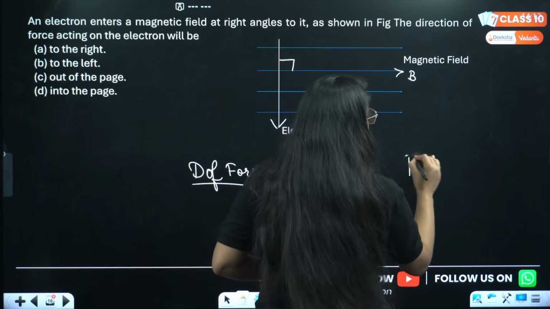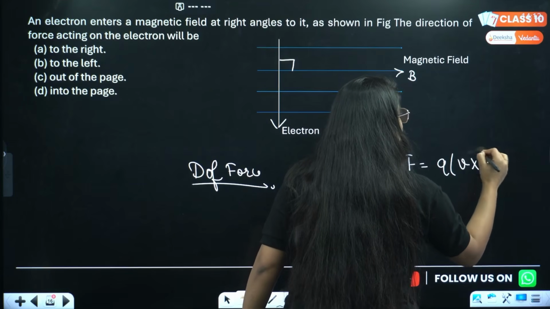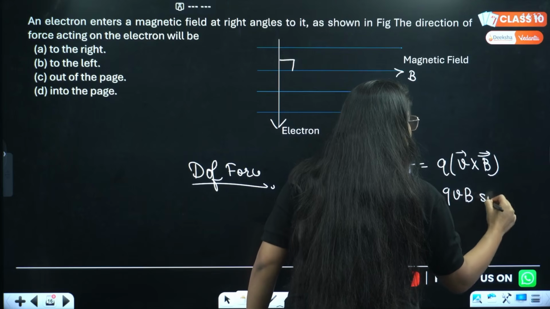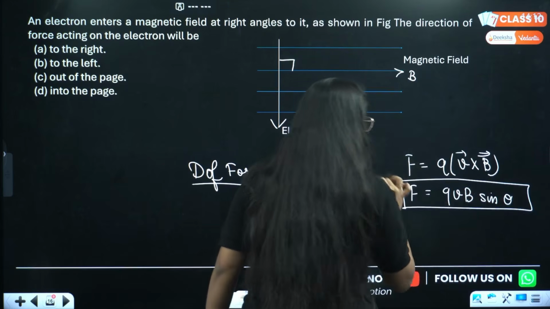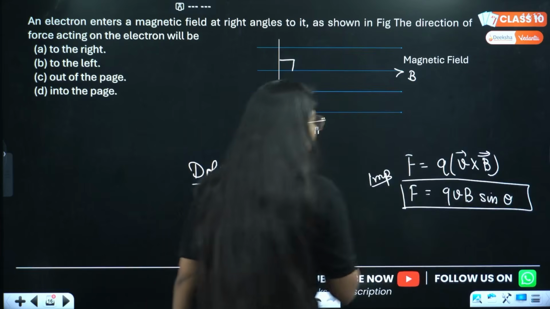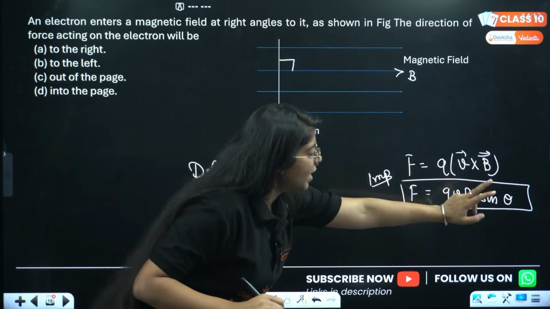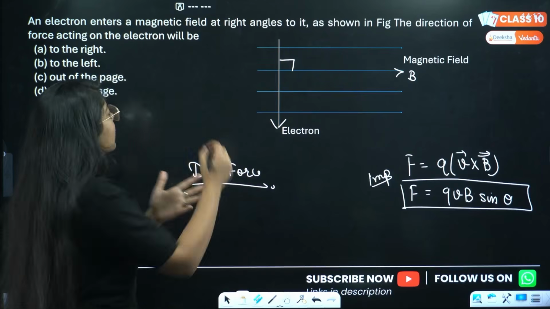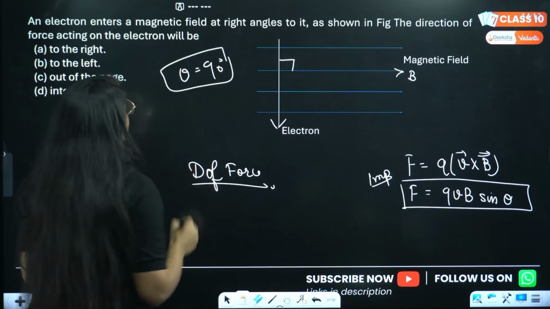A very important formula is QV cross B. That gives what? QVB sine theta, right? This is one of the most important formulas of your chapter, magnetic effects of electric current. Now, B and V, they have sine theta. Now, if it is entering in the right angles, that means theta will be what? Theta will be 90 degrees, right?